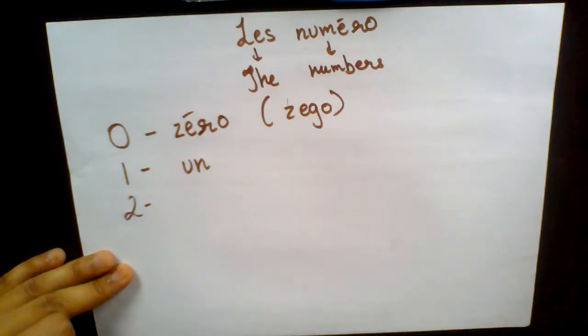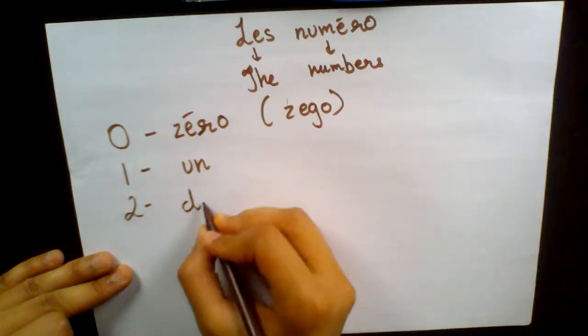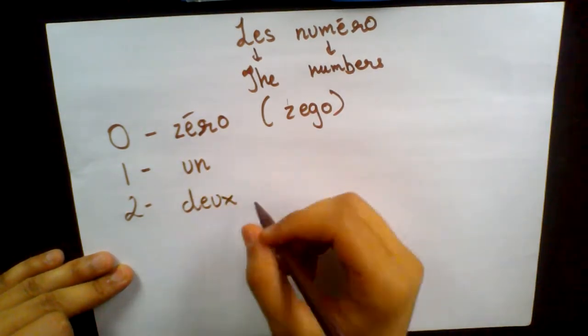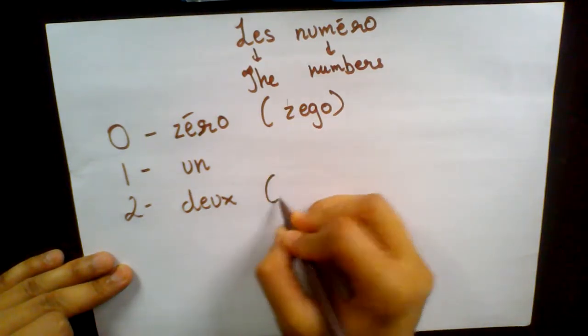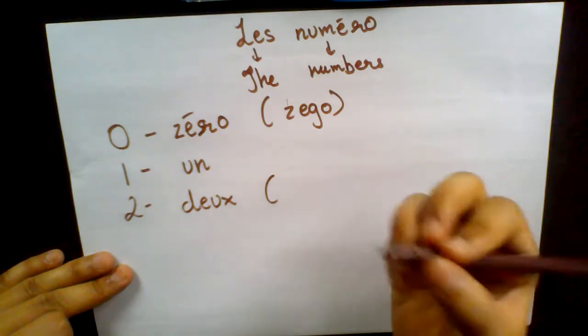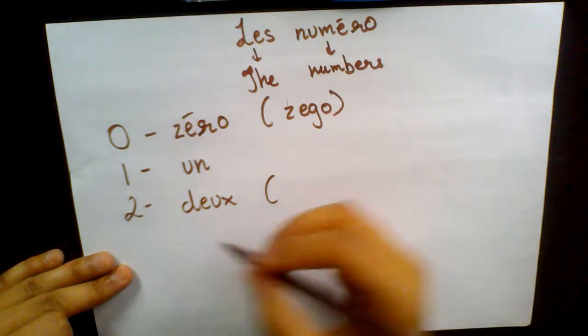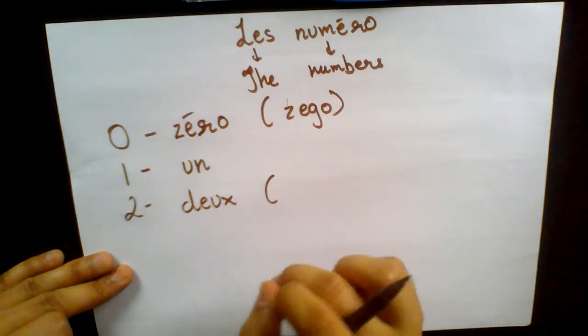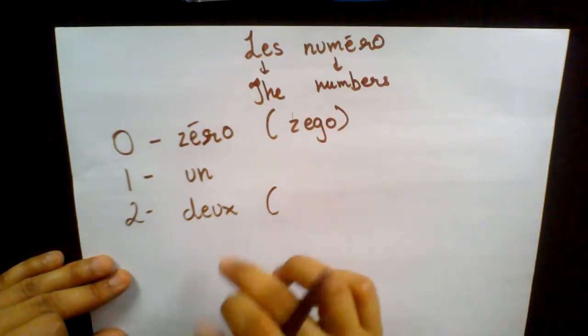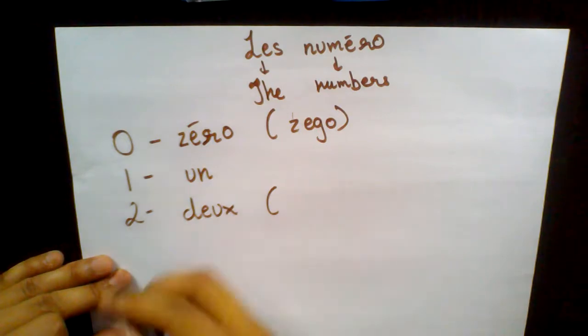Number 2, DEUX, pronounced as deu. There's no exact equivalent, however I can tell you that the X is not pronounced in French, the last letter of number 2, pronounced as deu.